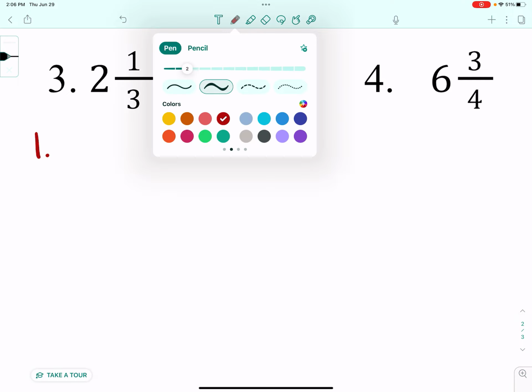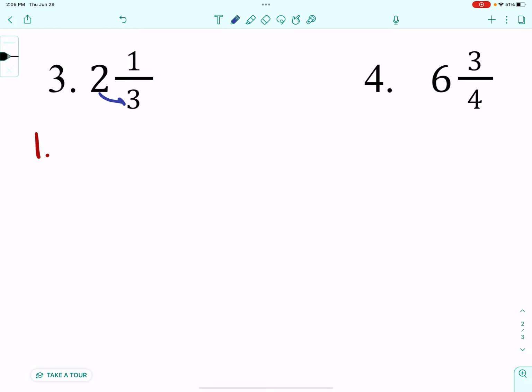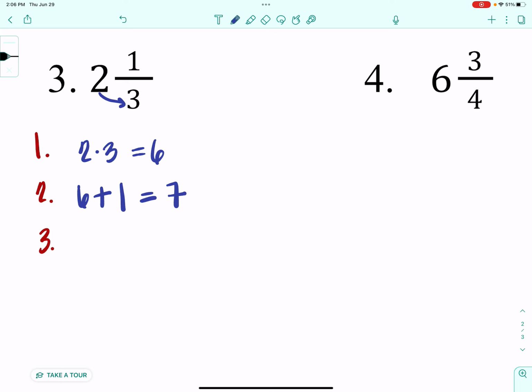Step 1, I'm going to multiply the integer and the denominator. Then I am going to add that answer and the numerator. And I'm going to take my new number, my 7, and put it over the original denominator. So 2 1/3 is equal to 7 over 3.